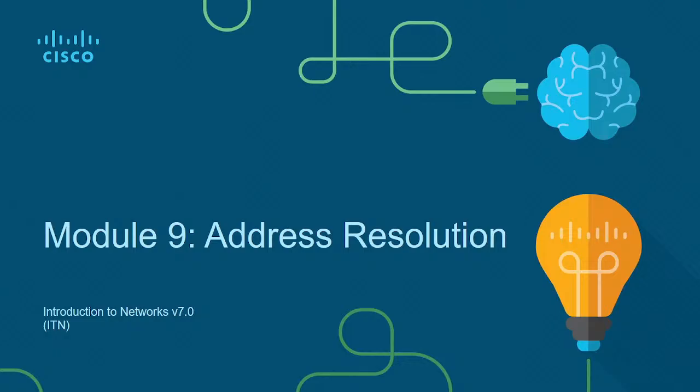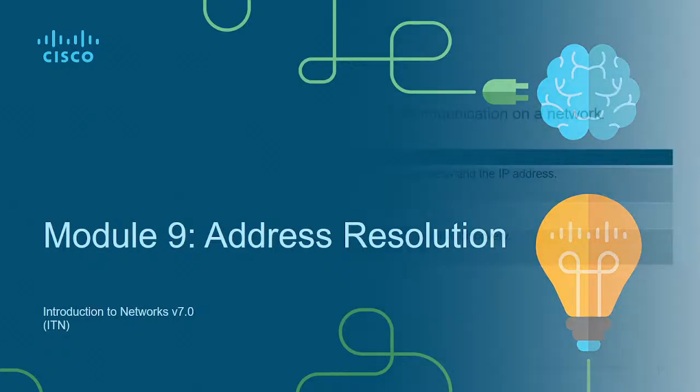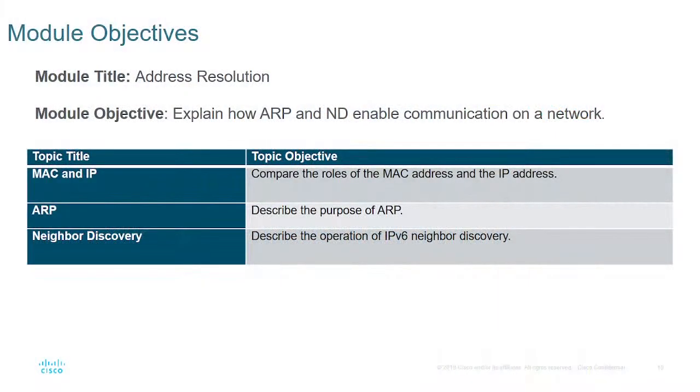So we're now going to look at module number 9, which is the address resolution protocol. The objective is we're going to be looking at the media access control and IP addresses, what the address resolution protocol is all about, the neighbor discovery protocol for IP version 6, and how it operates.